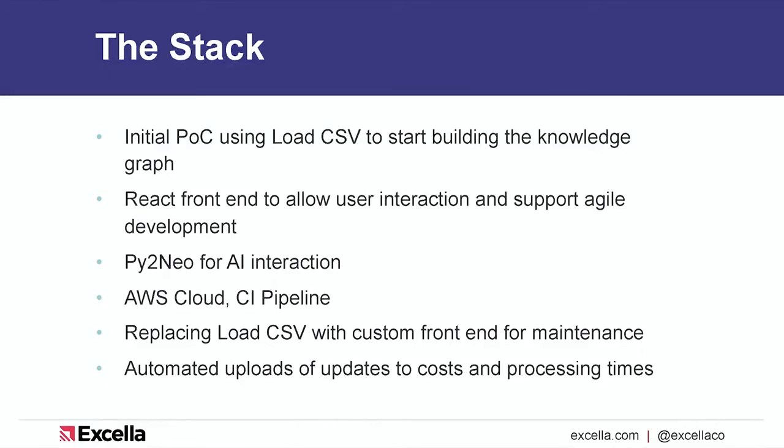separately. So the tech stack that we were using for the initial build out was trying to extract information from end users. So we used a lot of the load CSV information. The front end that we're building is a React front end that pulls the information directly out of the database in terms of questions, answers, and taking them through the process. For the interaction with the AI, we're using Py2neo. And of course, everything that we're doing is being built in the cloud. So it's an AWS implementation with a complete CI pipeline.